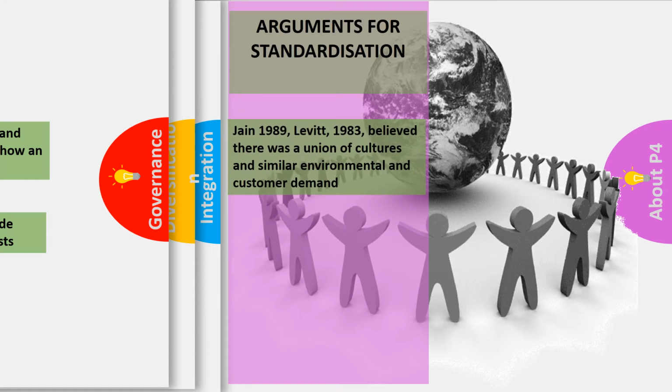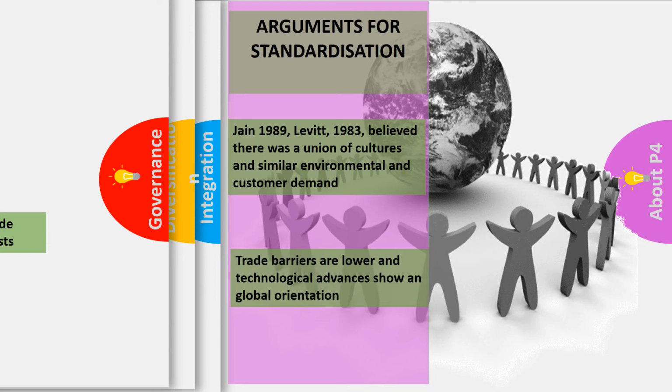Jain, 1989, and Levitt, 1983, believed that there is a union of cultures and smaller environmental and customer demands. So, they're saying that cultures and people and needs and wants are actually quite similar around the world. And if you've got similar people with similar needs, do you really need to modify the whole of the marketing mix, which can be costly and more expensive, which will make you less profitable?